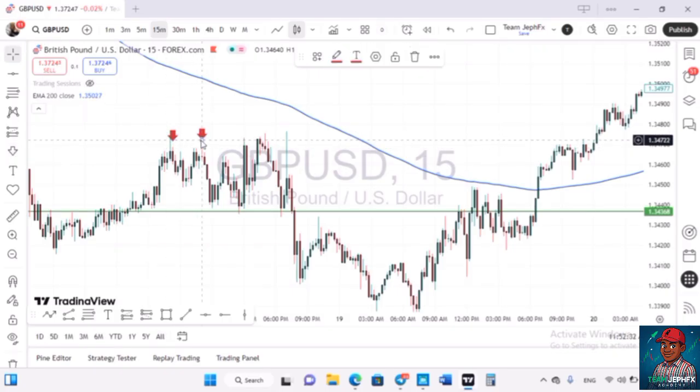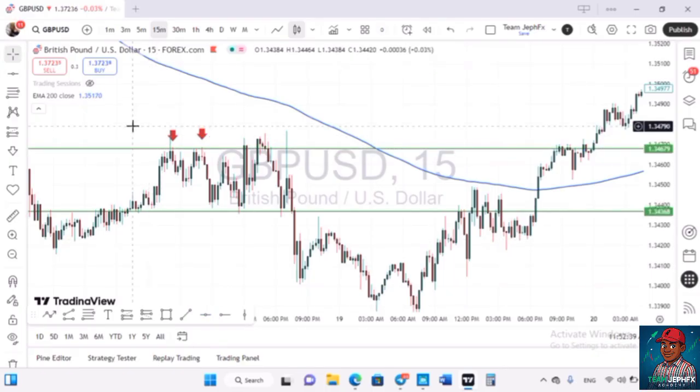Then it also drops here. So I can bring out my line there and say this is another resistance level. So that's just basically how to mark your support and resistance level. Then another thing I will now be looking for is my candlestick pattern at those levels.